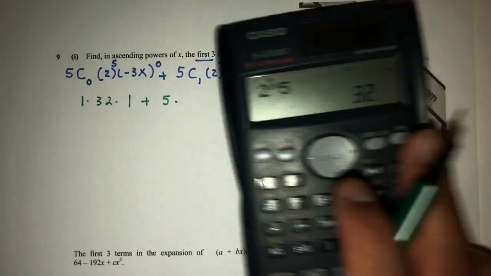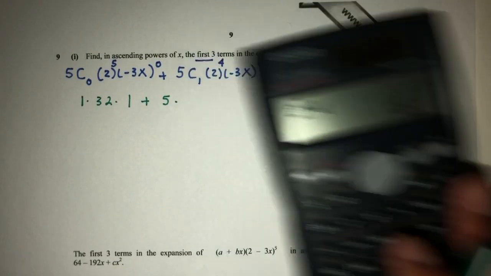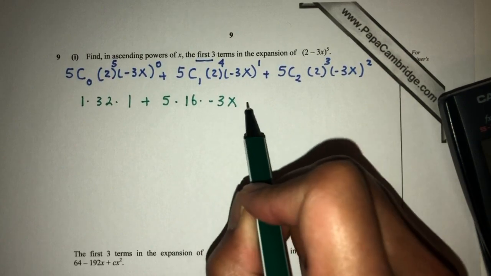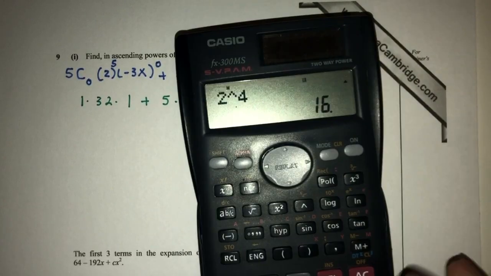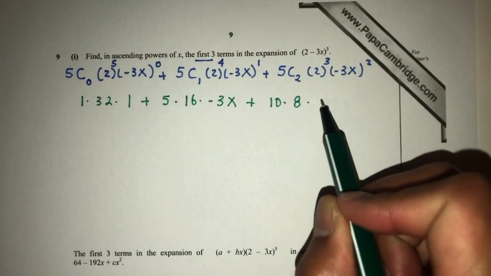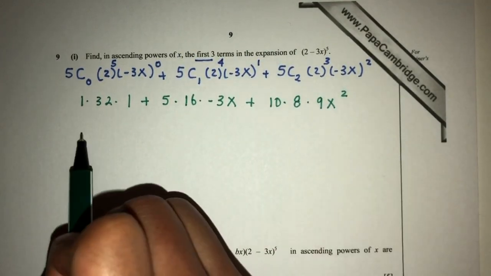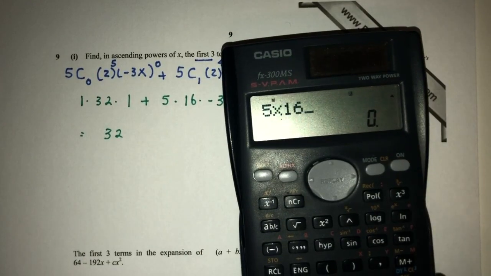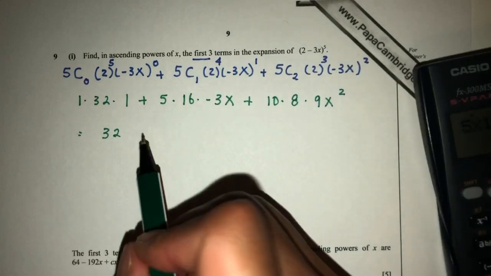5, 2 power 4 should be 16, but let's check. Always double check, you know. You don't want to be making a silly mistake. That will be this, and this will be 10, but let's check. Who knows? Yeah. And this will be 8, and that will be 9x squared. First term will be 32. So 5 times 16 times minus 3, that will be minus 240.